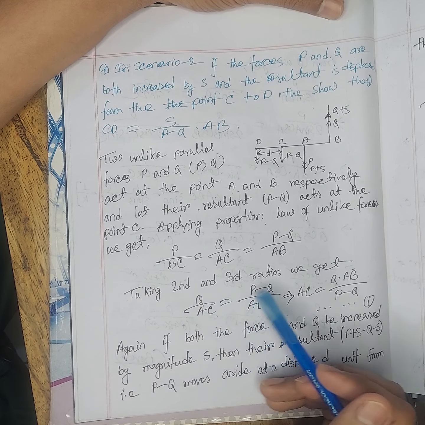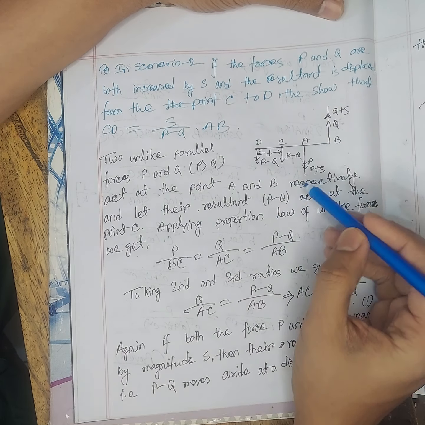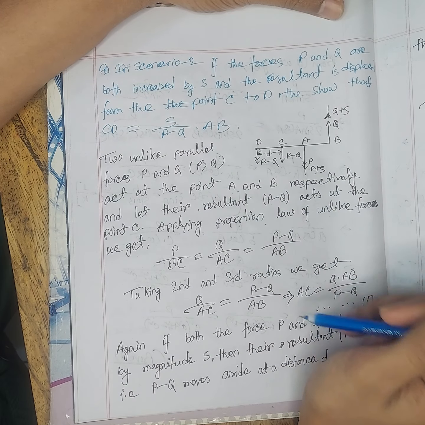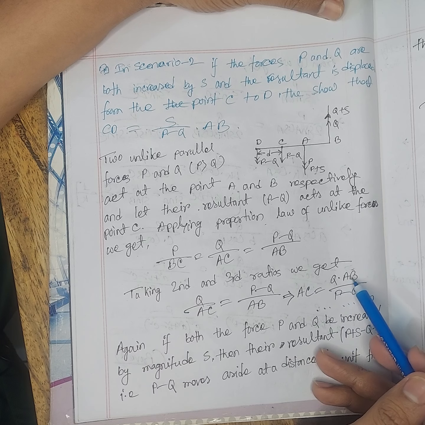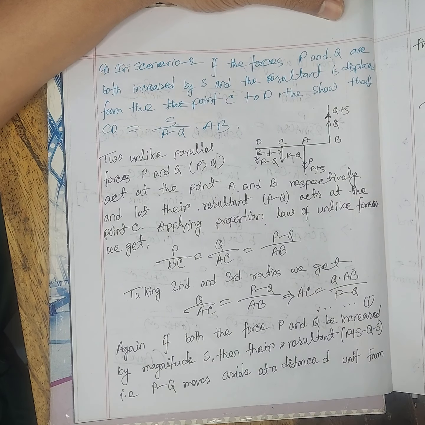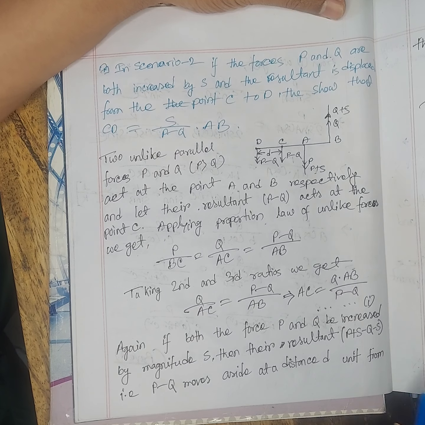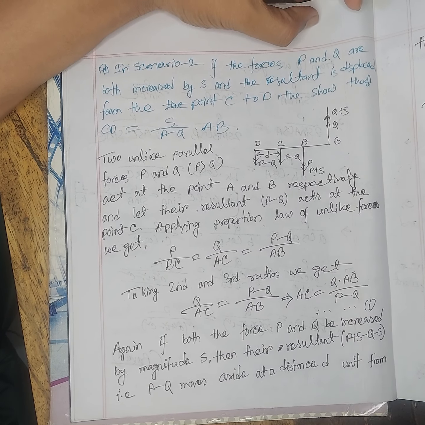Taking the second and third ratios, we get Q by AC equal to P minus Q by AB. So AC is equal to Q times AB by P minus Q. This is equation 1. Again, if both the forces P and Q are increased by magnitude S, then their resultant, P plus S minus Q minus S, that is P minus Q, moves aside at a distance of D units from the point C and acts at the point D.